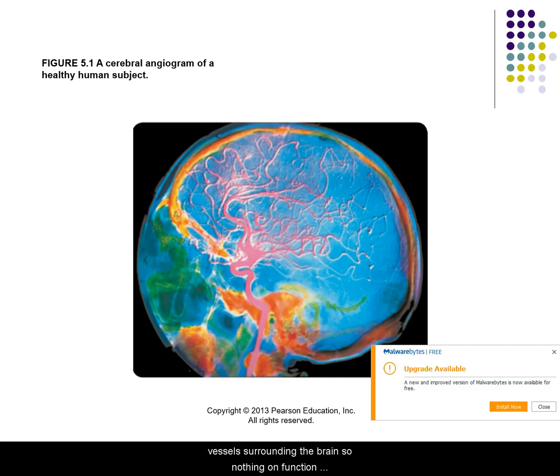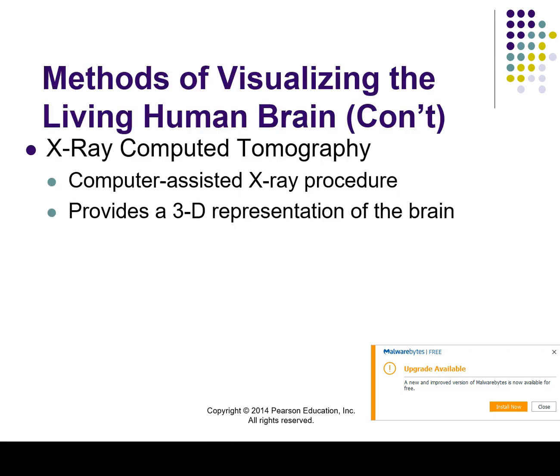So nothing on function, nothing really on structure. You've seen much more vivid pictures of the human brain using other methods. This is just kind of a rudimentary method for looking at the brain and looking at blood vessels, structural things.